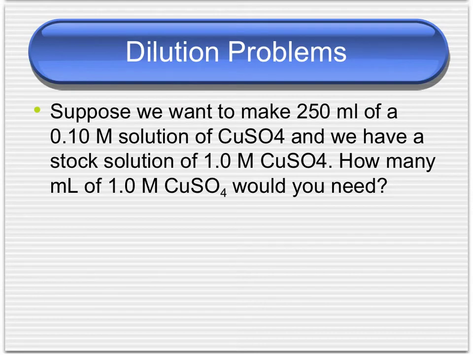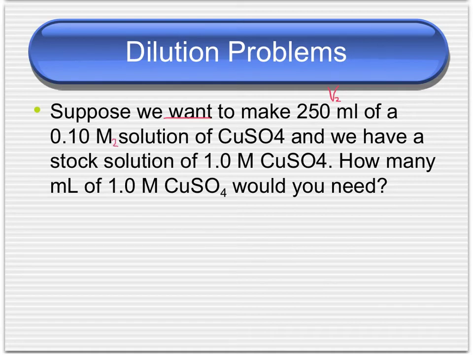Let's make a couple annotations on this problem. So first off, notice this word want. So that's what we're going to try and get. That means those are going to be the two numbers. So we want to make 250 milliliters. That's a volume. And since it's what we want, that means it's volume 2. And we want 0.1 molar. So that means that's going to be our M2. That's our desired molarity.